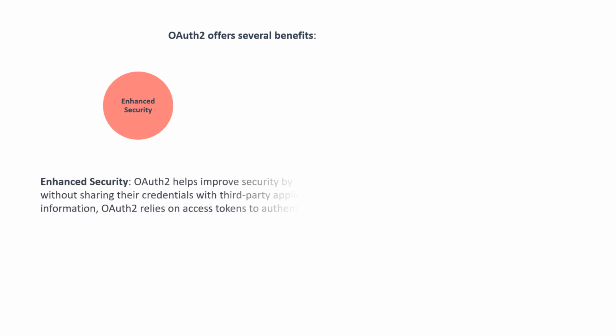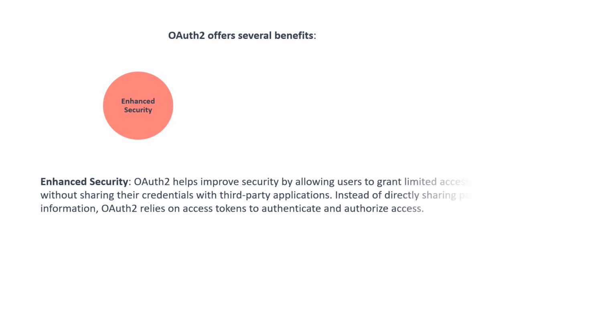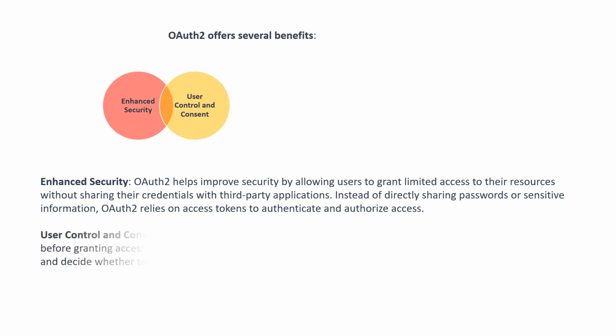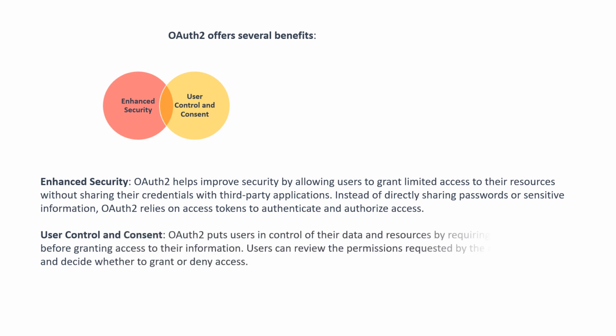OAuth2 offers several benefits, including enhanced security. OAuth2 helps improve security by allowing users to grant limited access to their resources without sharing their credentials with third-party applications. User control and consent. OAuth2 puts user in control of their data and resources by requiring explicit consent before granting access to their information.